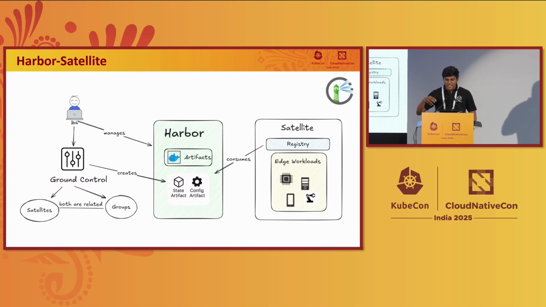So if you use Harbor, then you can just drop in the ground control that communicates with Harbor, and then deploy the satellite along with your edge workloads. And satellites will communicate to Harbor. This follows much more of a GitOps principle, where satellites assume the state artifacts as their desired state. So the desired state of the satellite is the state artifact, and the desired config is the config artifact. So it reconciles itself based on this.